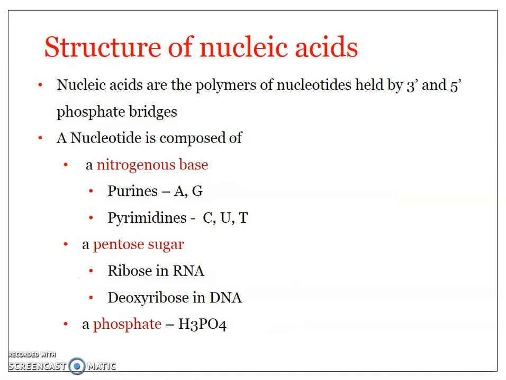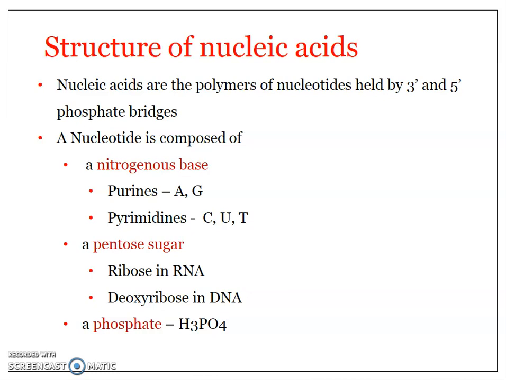Coming to the structure of nucleic acids. Nucleic acids are polymers of nucleotides, just like proteins are polymers of amino acids. The nucleic acids are polymers of nucleotides, and these monomeric units, that is nucleotides, are bound by 3'-5' phosphate bridges, the structure of which we will be looking at in detail in the coming presentations.